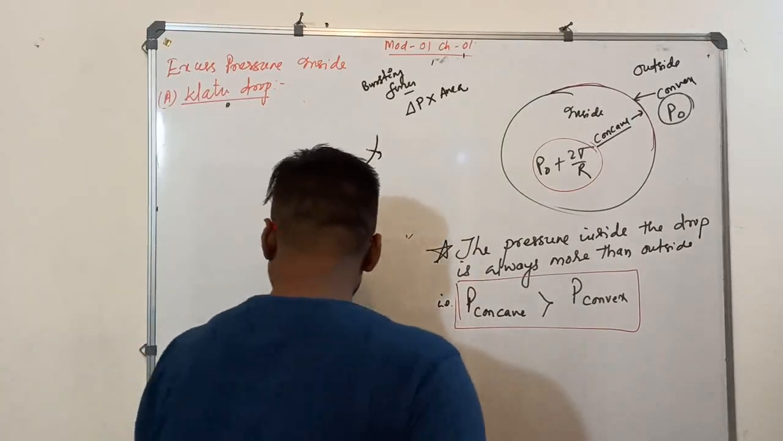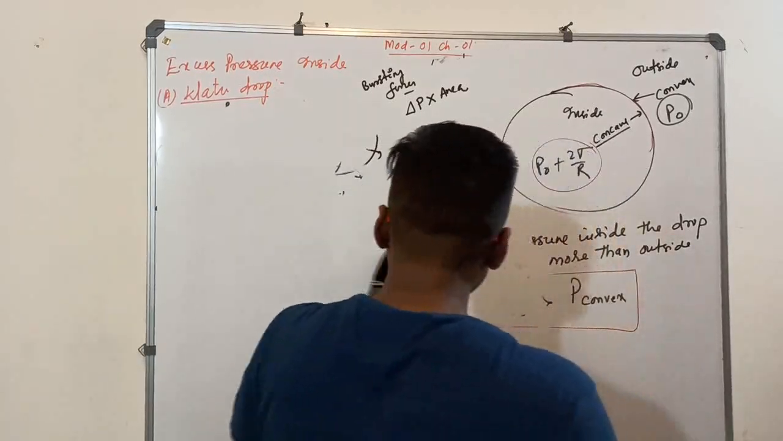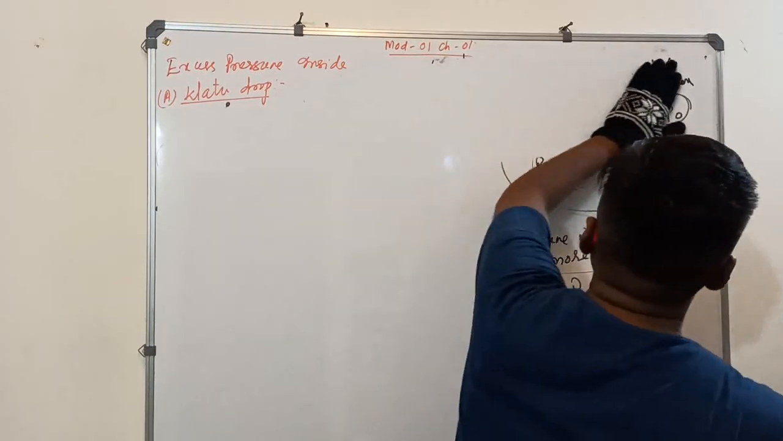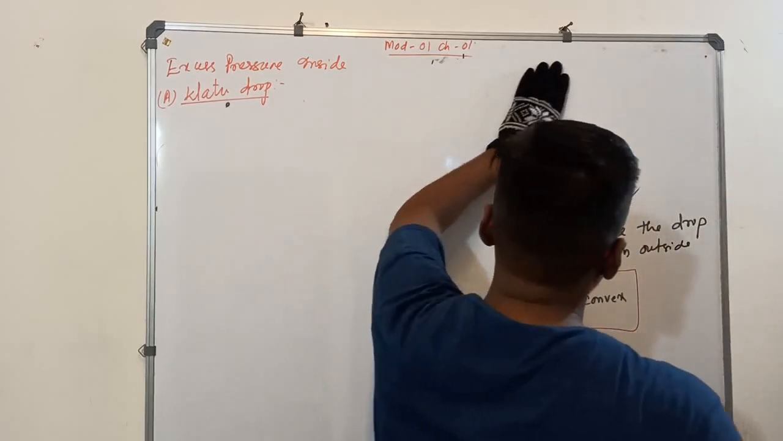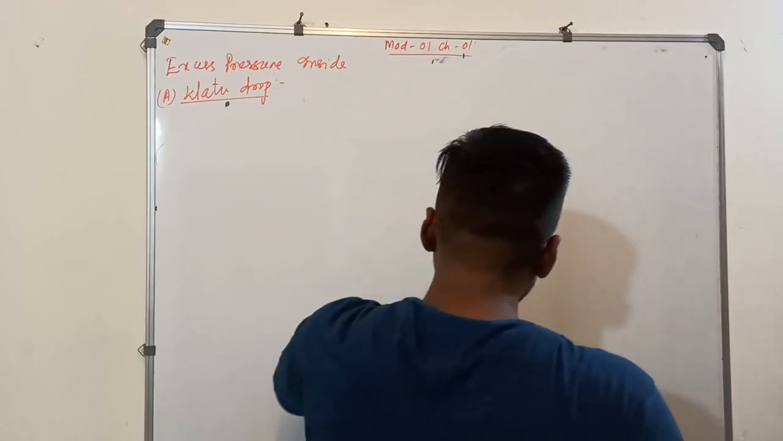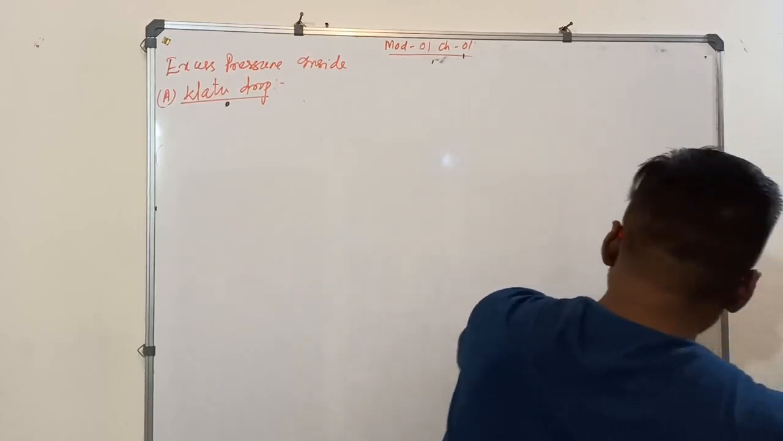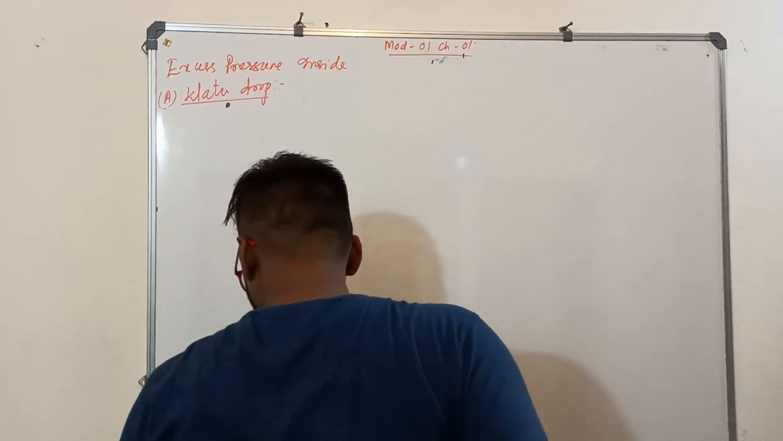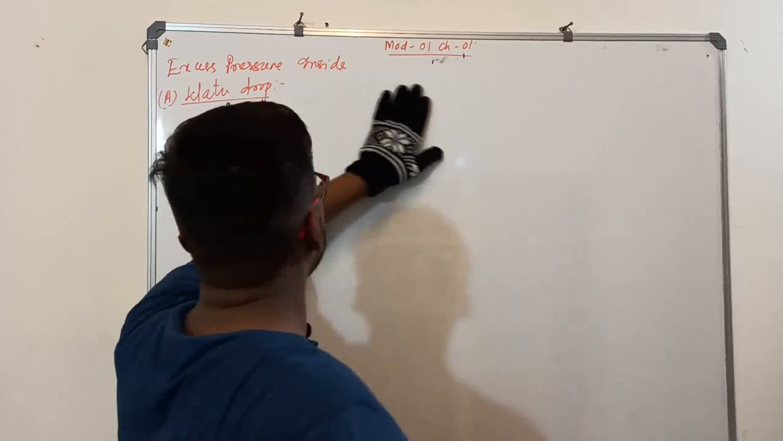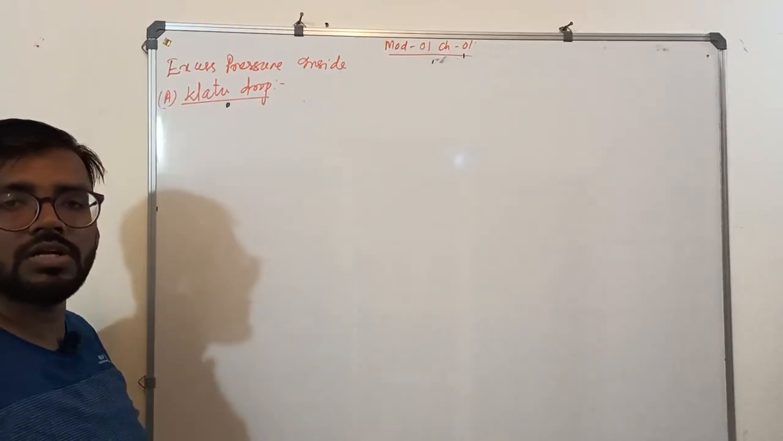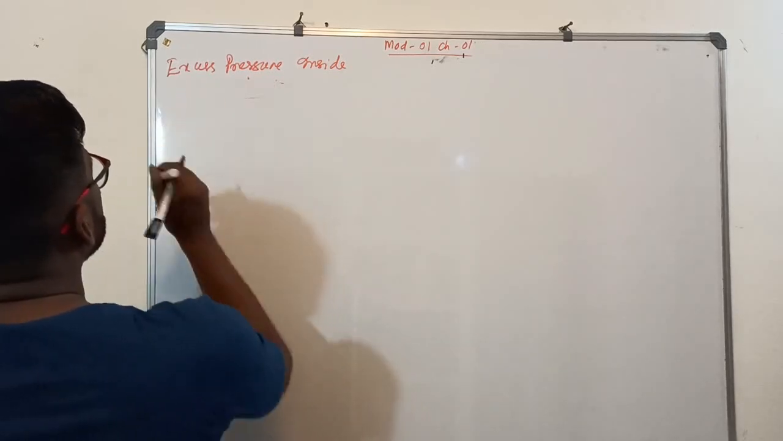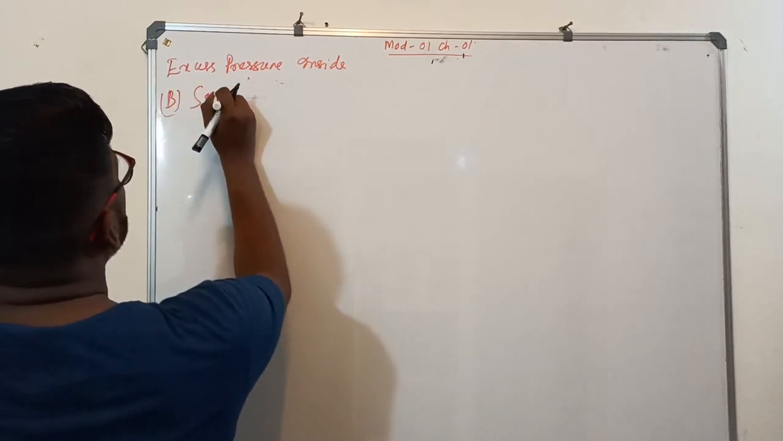What I told you, how many surfaces are there in the soap bubble? Sir, 2 surfaces. Inside there is air which is stuck, and there is air outside the soap bubble. So there are 2 surfaces. One surface is between the inside stuck air and the soap film. The other surface is the soap film and the outside air. So there are a total of 2 surfaces. Next is your excess pressure inside a soap bubble.